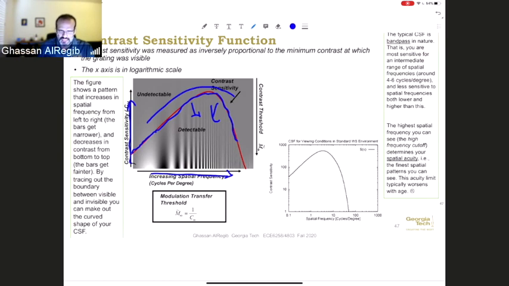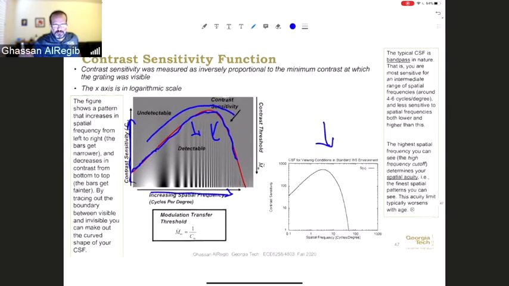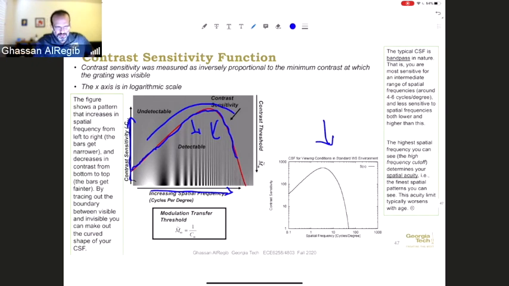So usually the CSF curve will always look something like this. And now this here is telling you what? It is telling you that there are certain spatial frequencies that are visible, and some of them are invisible between these spatial frequencies. So you can think of this as a band pass filter. As a human, you are most sensitive to the intermediate range of spatial frequencies, and we are much less sensitive to the spatial frequencies, especially on the higher end as well as on the low end.